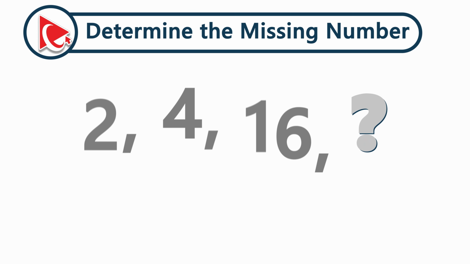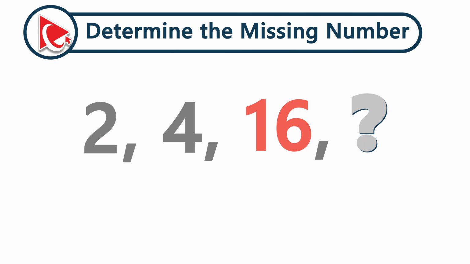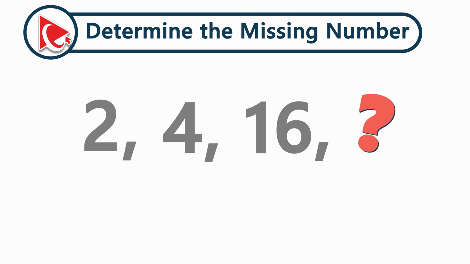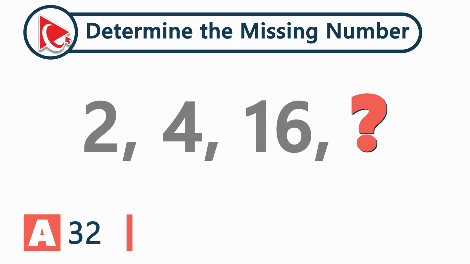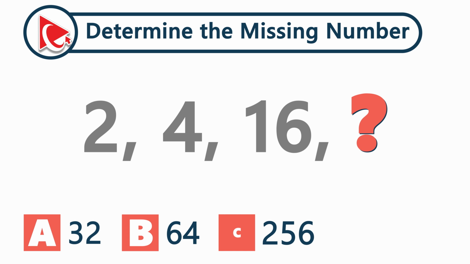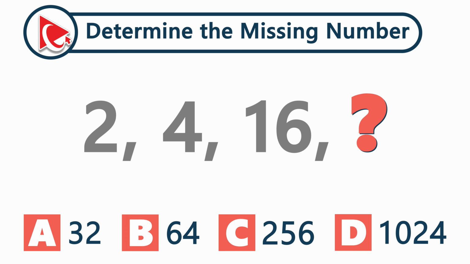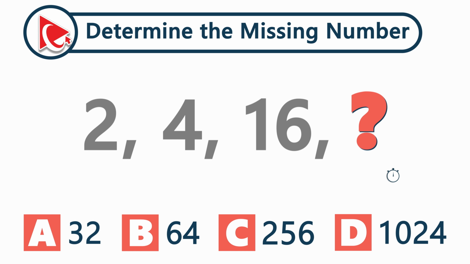Consider the following sequence: 2, 4, 16, and then comes the missing number, which you need to calculate out of 4 possible choices: A, 32, B, 64, C, 256, or D, 1024. Can you try to solve it on your own and choose the right answer?